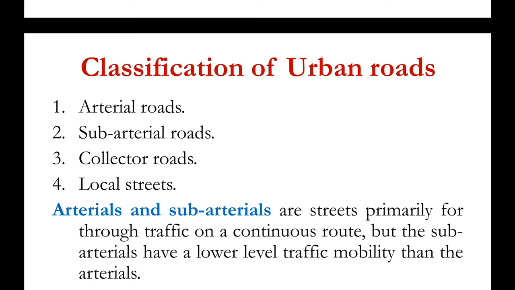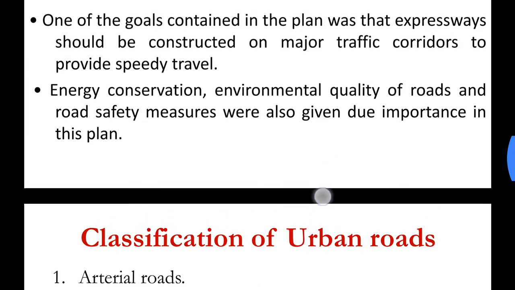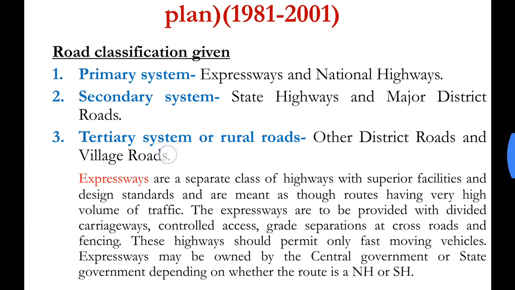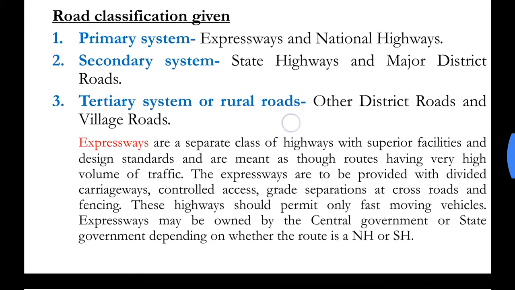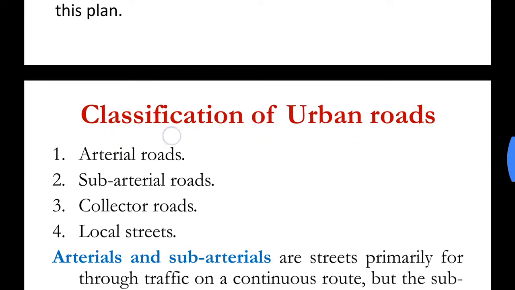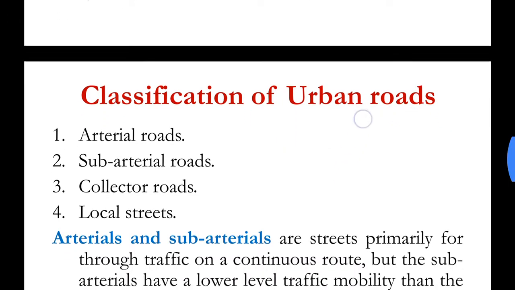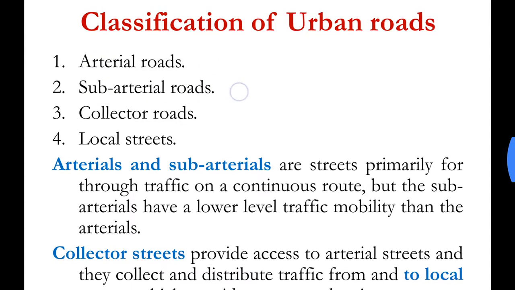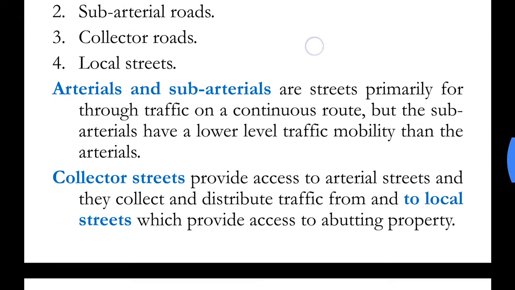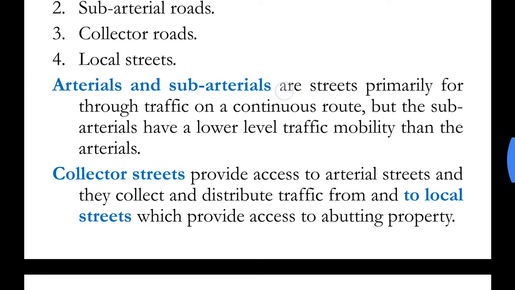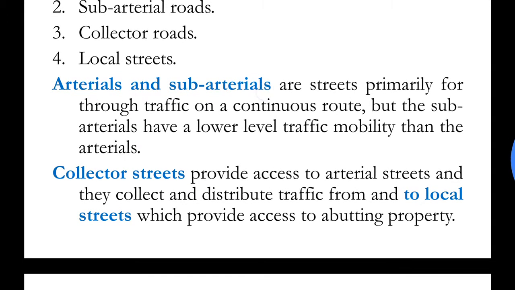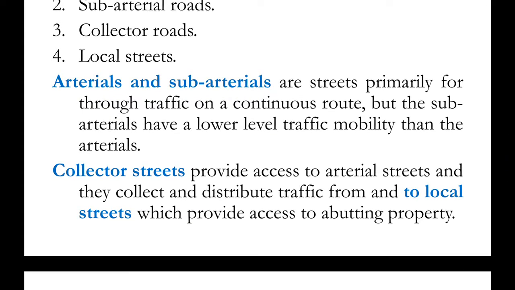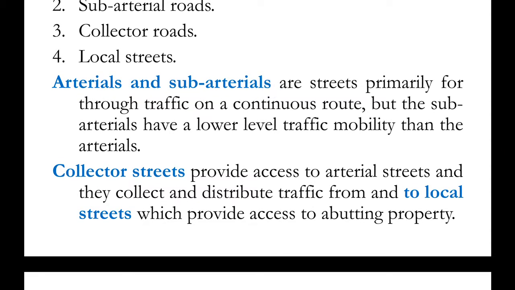The classifications of roads that we had listed earlier, which was NH, SH, MDR, ODR, and VR, these were for rural roads. Now we will see the classifications of urban roads or city roads. Basically we divide the urban roads into four categories: arterial roads, sub-arterial roads, collector roads, and local streets. Arterials and sub-arterials are like NH and SH. They are through roads which move throughout the city and even out of the city, so they do not end inside the city.